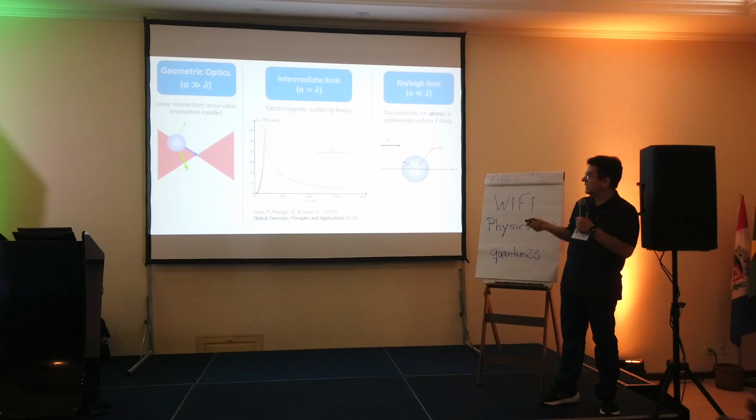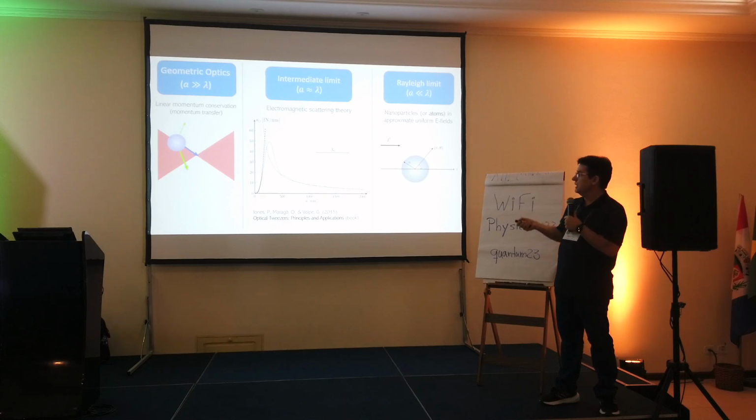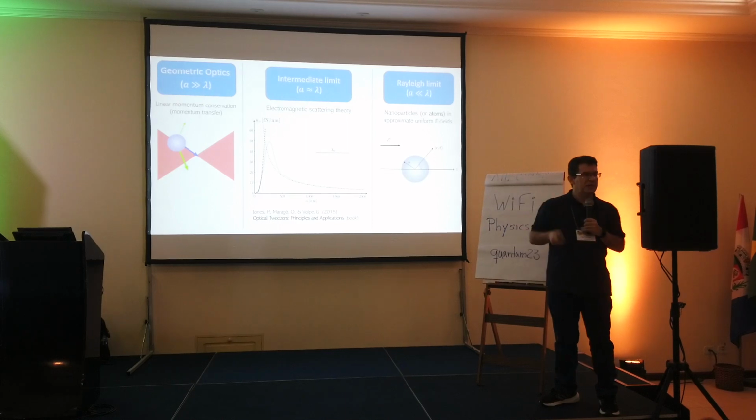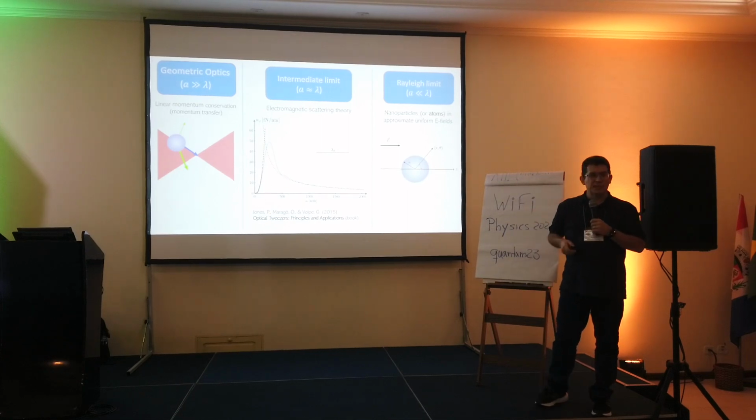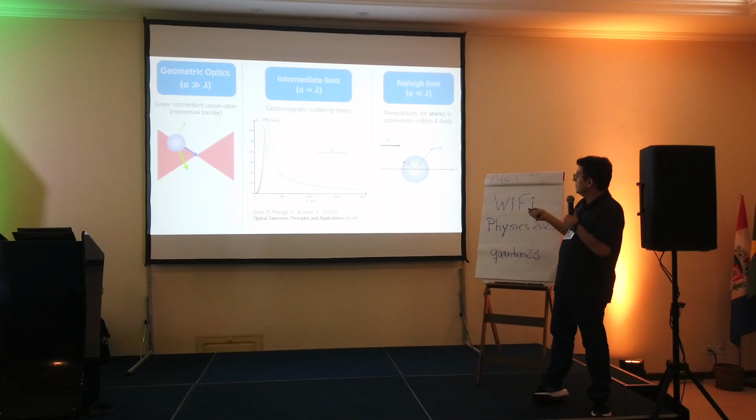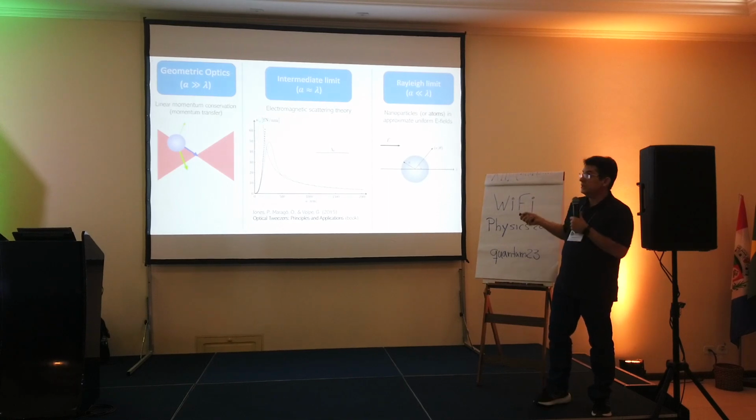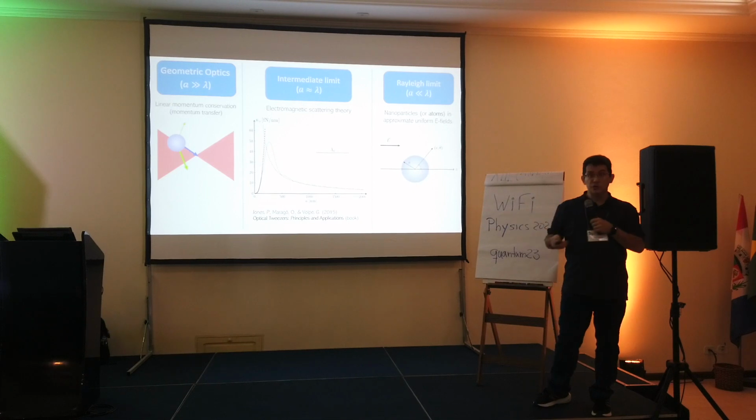And my goal for today is basically to explain, or give you a hint. Explain this one, because I think it's rather easy. This is the one where you can use basically high school physics to explain the main ideas. And the other ones here, this one, the intermediate one, is actually the most complicated one, the nano tweezers regime, the intermediate sizes.